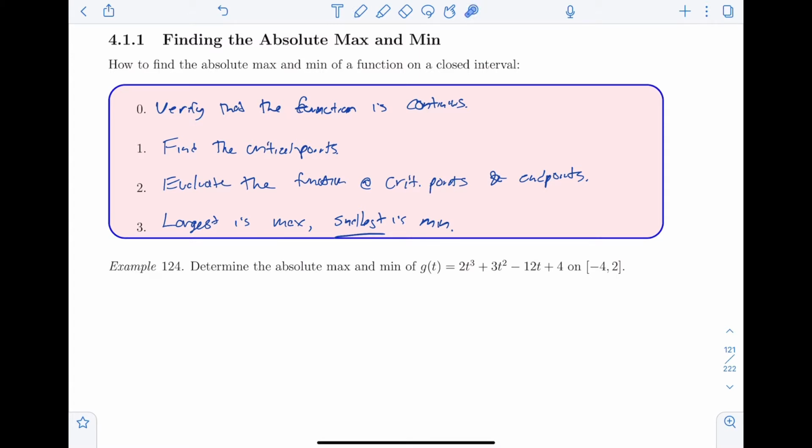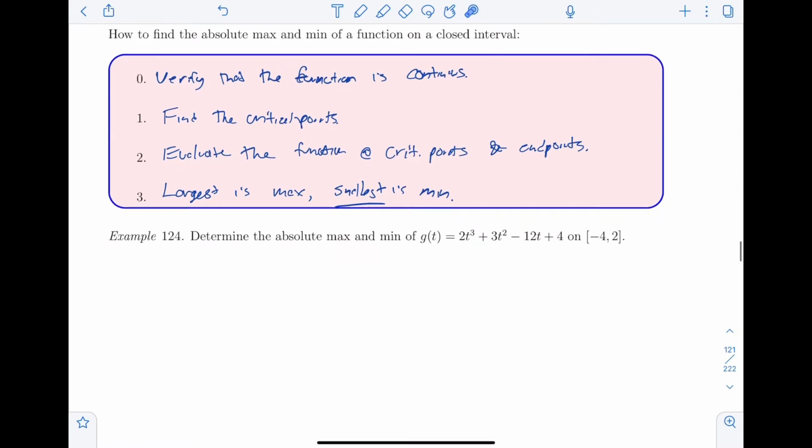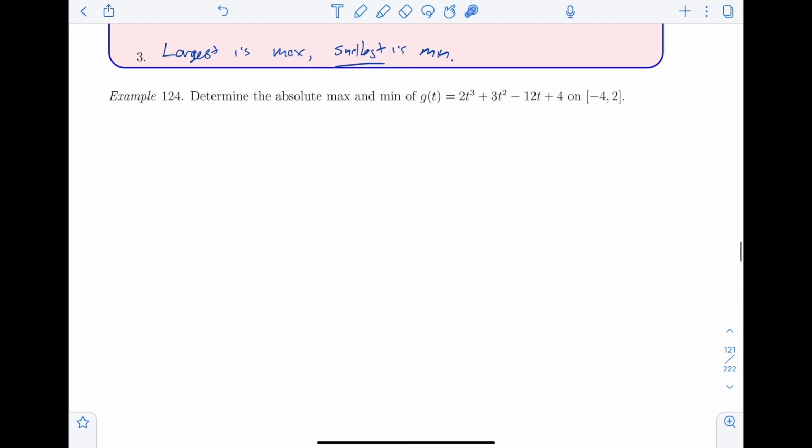-2 is smaller than -1. Okay, so in the number line sense. Okay, this is pretty straightforward. Let's go ahead and do some examples. So example 124 here.